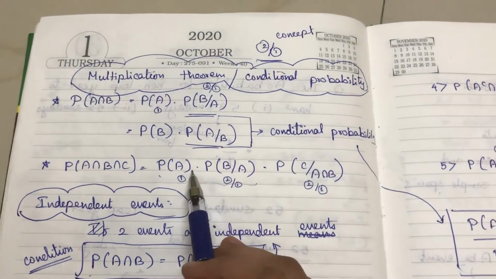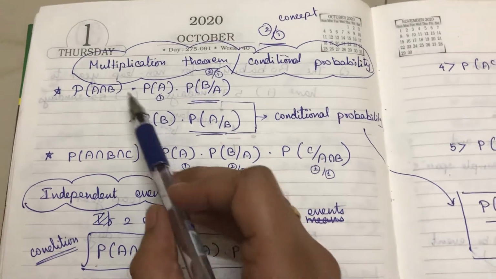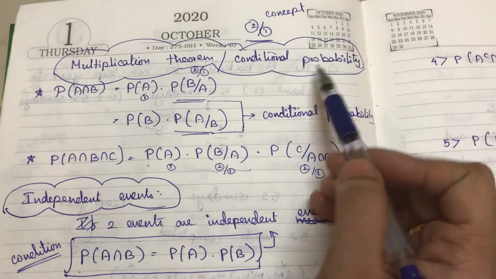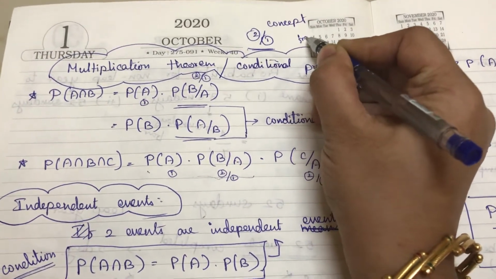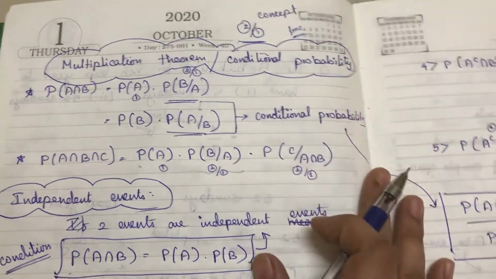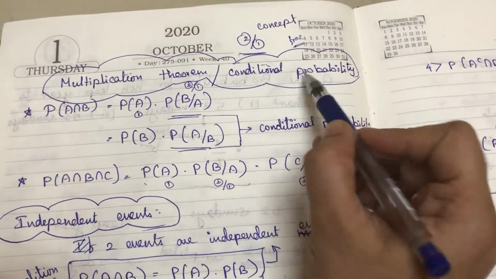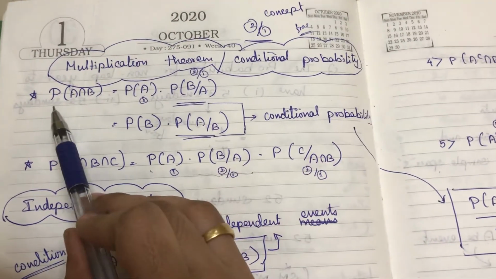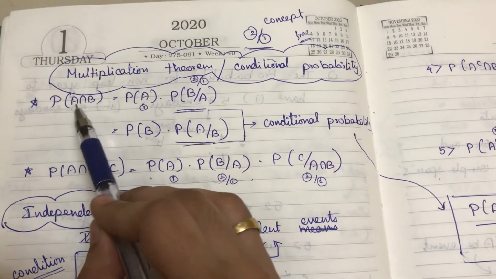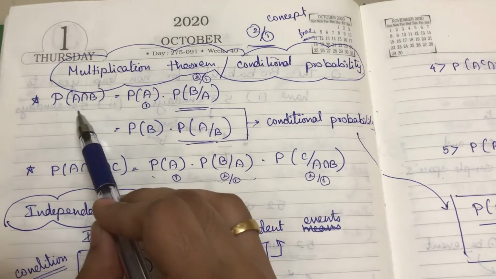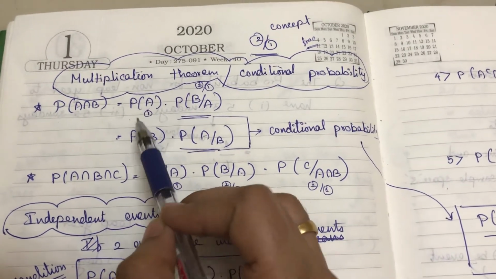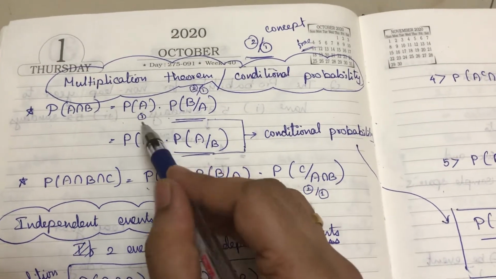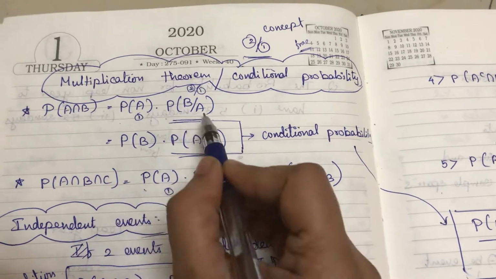Hi again. So the next topic in probability is the multiplication theorem, or conditional probability. Conditional means it will be a fraction. The probability will be in fraction form, that is conditional probability. So the multiplication theorem: P of A and B will be equal to P of A into P of B by A. We can easily remember this as the multiplication theorem.